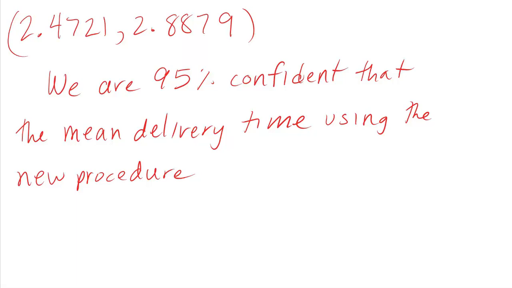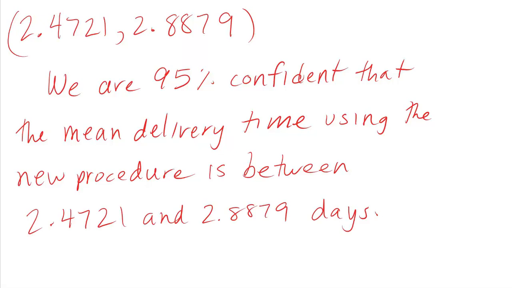The mean delivery time using the new procedure. I guess if I wanted to make it clear that it was all of them, I could wedge the word population into the front, the population mean delivery time. I don't like that because I pretend like I'm writing this for people who don't know statistics, and writing in population mean would not help them at all. Anyway, we're 95% confident that this mean delivery time using the new procedure is between these two bounds. Okay, so this is the cookie cutter style interpretation I want you to be able to write.